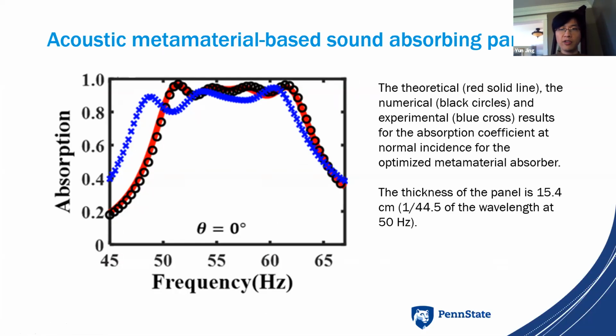We also have to look at the thickness of the panel. It's 15.4 centimeters. It's still pretty large, but if you think about the wavelength at 50 hertz, it's like 3 meters long, actually more than that. So this panel thickness is almost 1/45 of the wavelength at 50 hertz. So it's relatively thin, I would say.